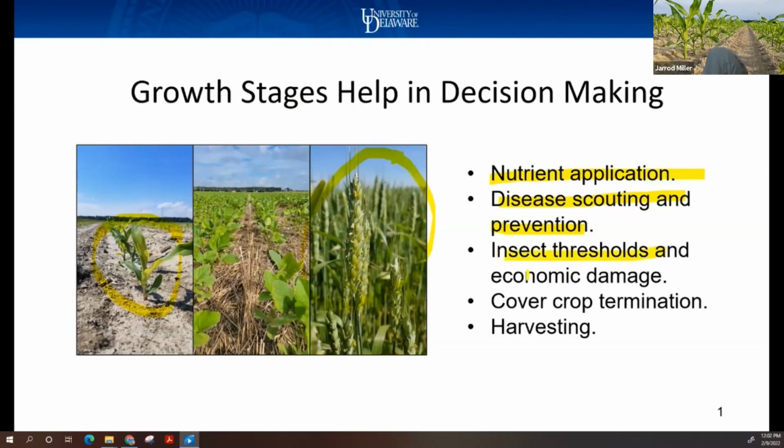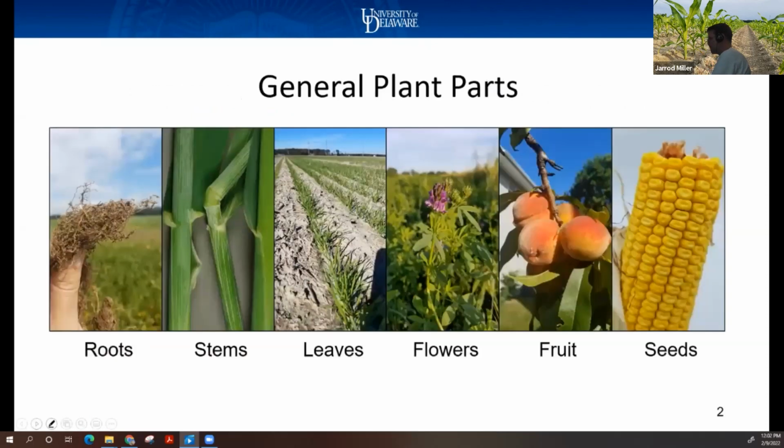And then insect thresholds and economic damage, how to take a look at some of these and decide, are you going to apply something or not? Because sometimes you reach stages where there's not much you can do about it, or it will recover. And some of the earlier stages, things will recover from damage. When you're going to terminate cover crops, when you're going to harvest. So there's all kinds of reasons to understand growth stages. And it's not necessarily very hard. You'll see that soybeans and small grains are a little bit more difficult. It's just useful to be able to walk out there easily and take a look at some of these.